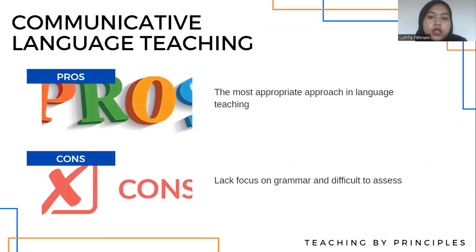Communicative language teaching was considered as the most appropriate approach in language teaching. However, some people argue that communicative language teaching lacks focus on grammar and is difficult to assess.